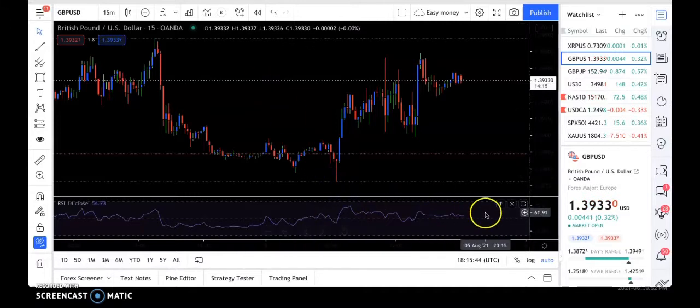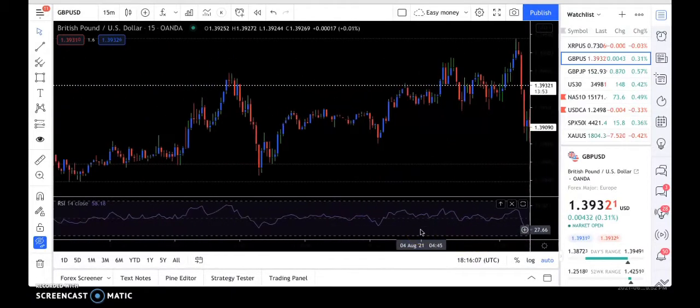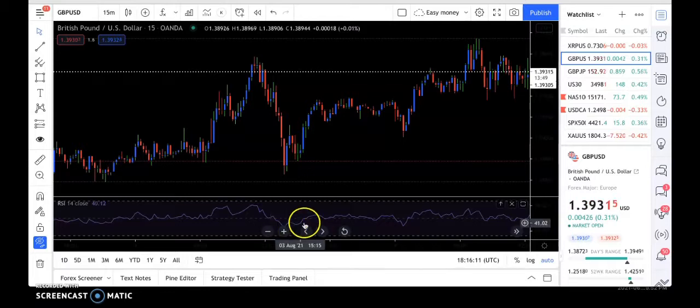So that's the RSI. Me personally, I only like to look at the 50 level. If it's above the 50, I'm looking for buy momentum. If it's below the 50, I'm looking for sell momentum. And when it's super high up here, I'm looking for it to either pull back or come all the way back down to the lowest level. And when it's at the lowest level, we're looking for it to buy, just like it did here.